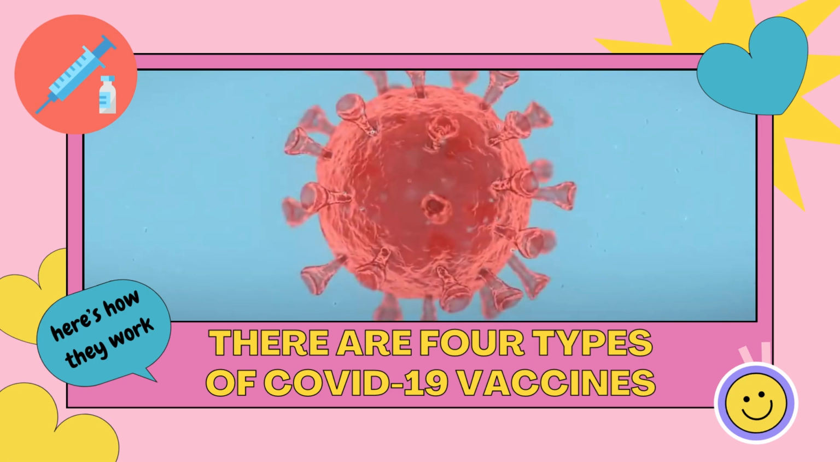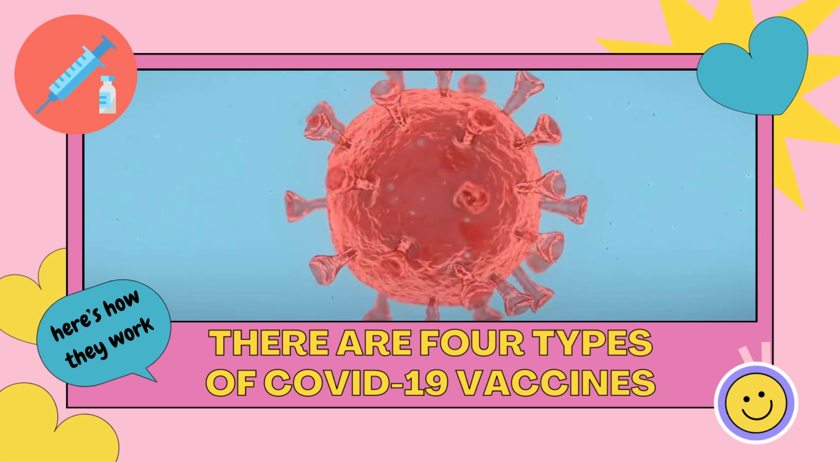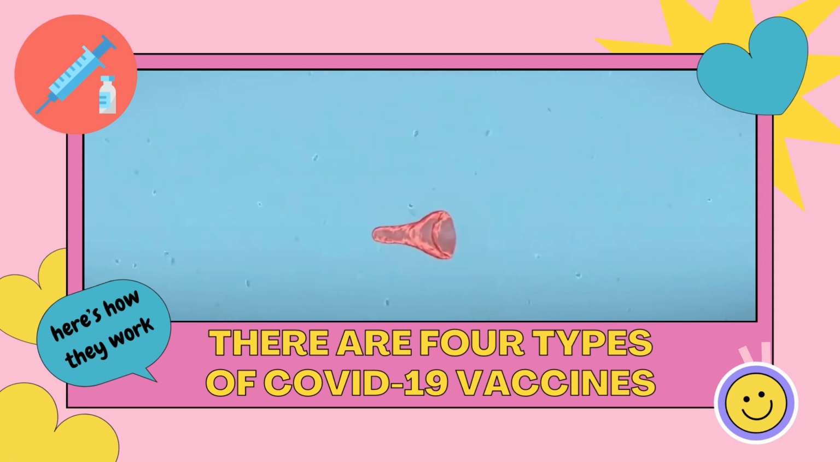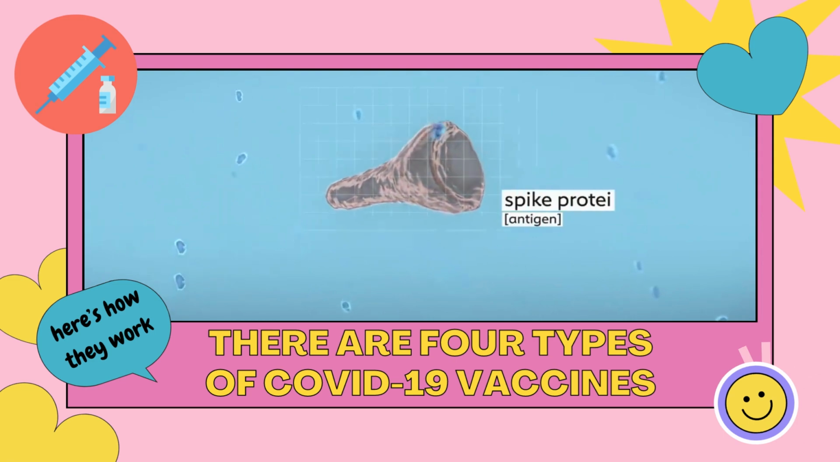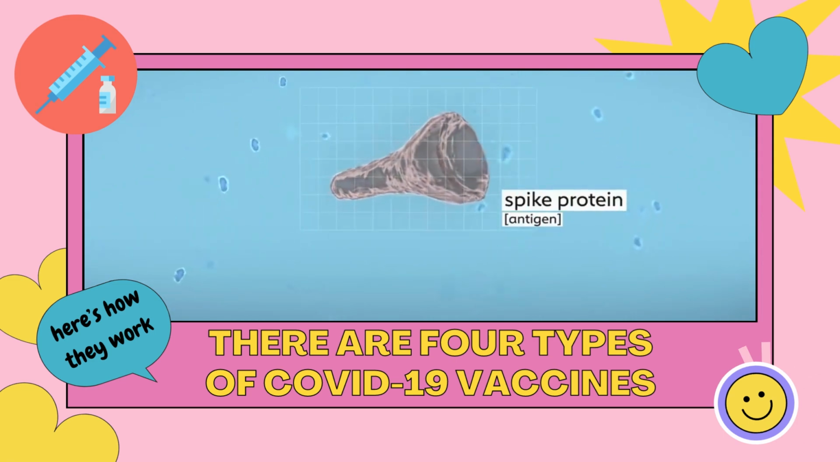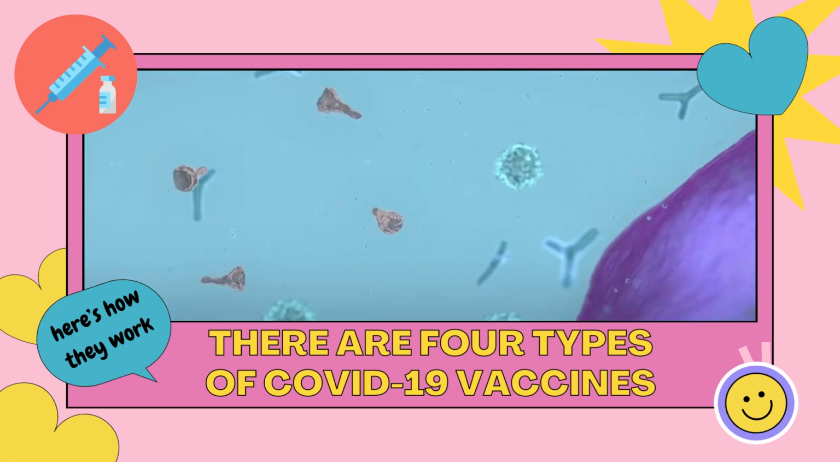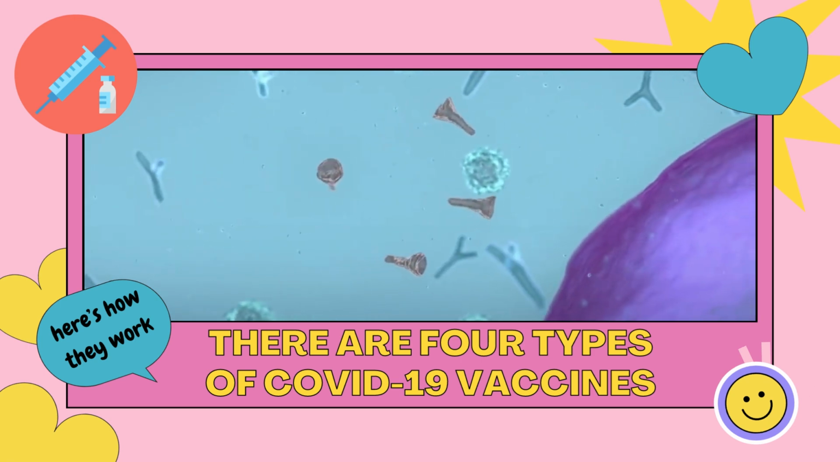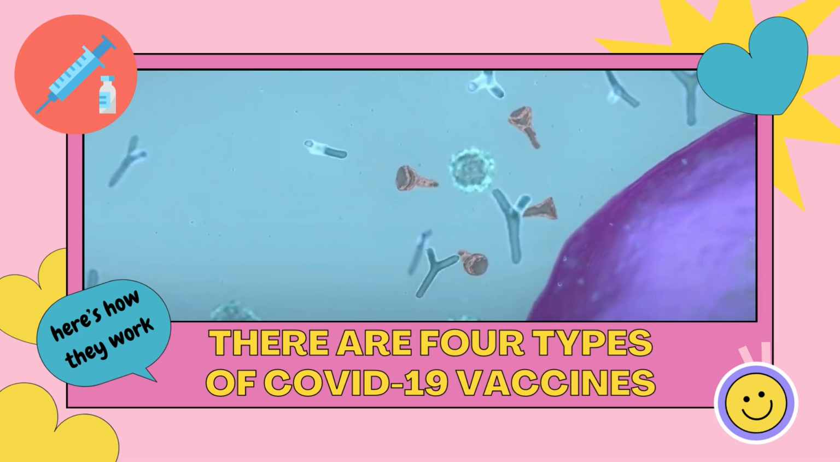Instead of using the whole virus, another way to trigger immunity involves using just fragments of it, like the spike proteins. These subunit vaccines have the advantage of being relatively easy and cheap to produce, and are incapable of causing disease because these fragments are not able to infect host cells.